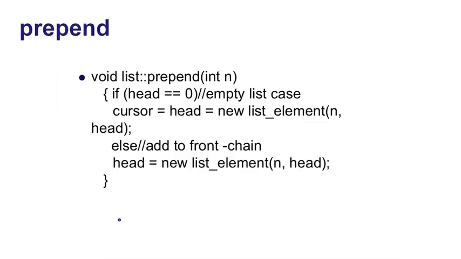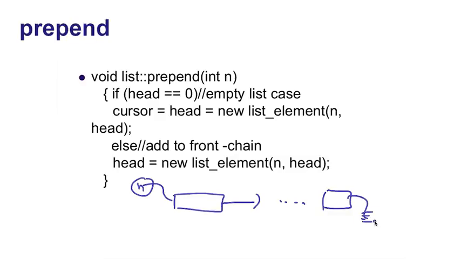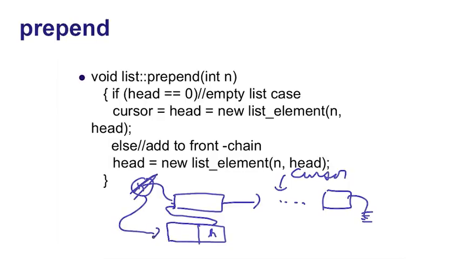Draw it in blue. So in the second case, we have head, we have some general list, we have a cursor, which could be pointing anywhere in the list. Now we manufacture the new element, and it has this value h stored in it. Well, h is just pointing there. And then the real h is now assigned the address to what's now the new first element.